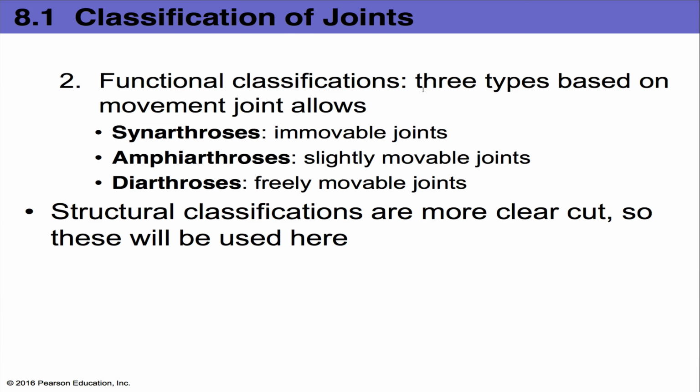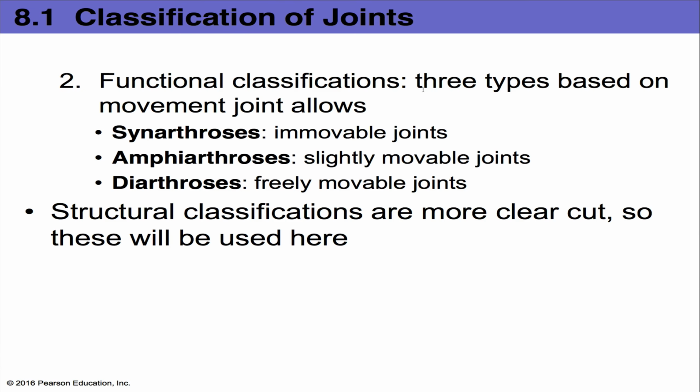Now, as far as these most freely movable joints, you're going to find these mostly at your limbs. So just about all your limbs. Another way to look at it is, with the exception of everything that you have in your midline. So we're talking about everything that's part of your appendicular skeleton. You're going to find diarthrotic joints here. The majority of the joints here are going to be diarthrotic joints.